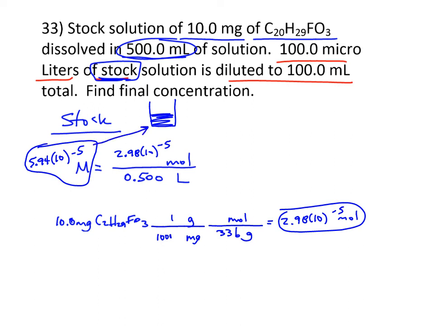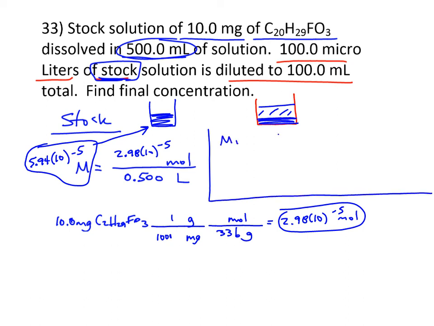Now we got to do part two, where we take that and we dilute it into a different amount. We take some of this stock solution and then we dilute it with some water. So that's going to be M1, V1, M2, V2. So I'll put that over here. M1V1 equals M2V2. So we said that the final volume is 100 milliliters. I'm going to put that into 0.1 liters.